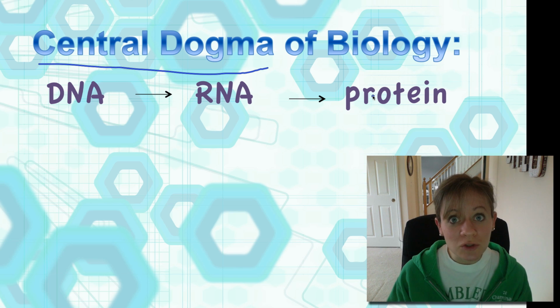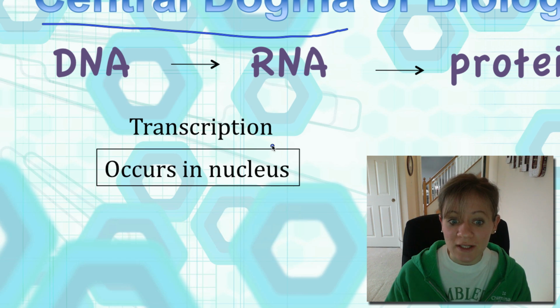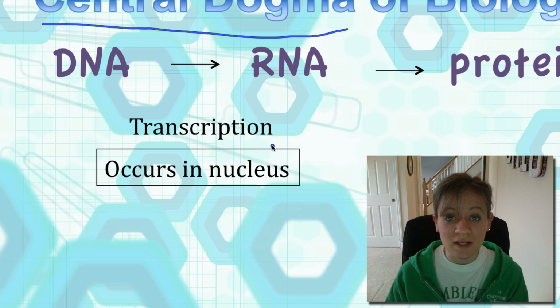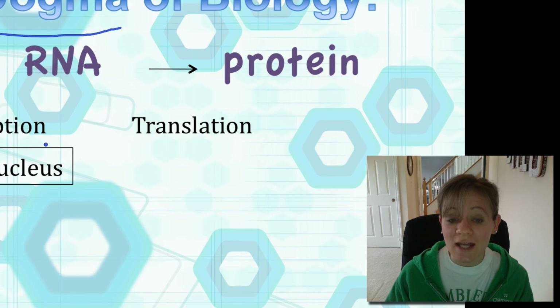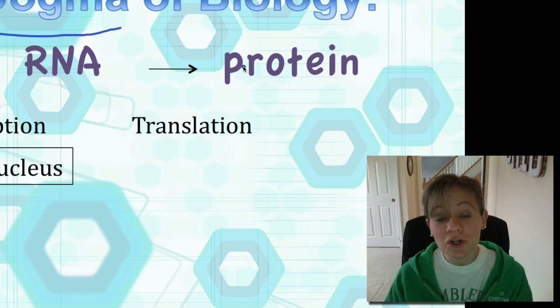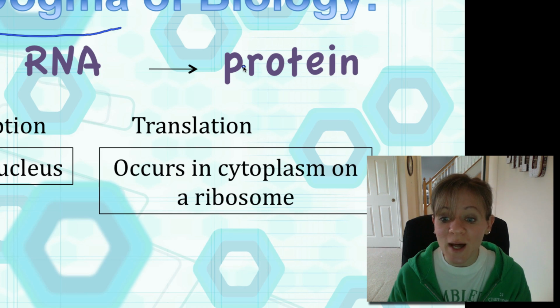So we're going to learn about two very important steps. The first step is what makes DNA into RNA, and this is called transcription. And this happens in the nucleus. And so we'll take a closer look at this process later in the video. And the second process is called translation, and that takes RNA and turns it into the final protein product. And this occurs in the cytoplasm on the organelle called a ribosome.